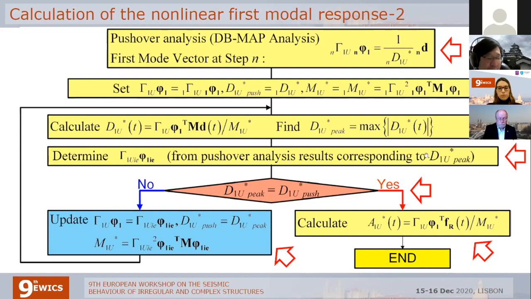Here we will check whether the assumed properties are proper. If not, update the properties and go back to the calculation of the equivalent displacement. If it is okay, calculate equivalent acceleration.